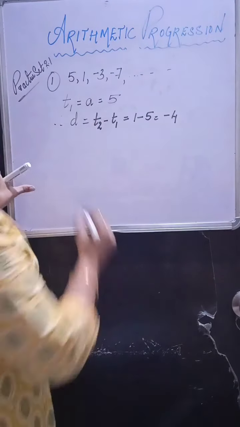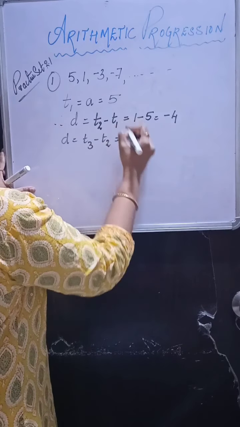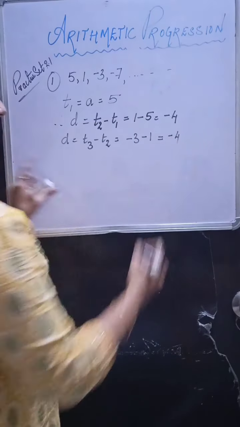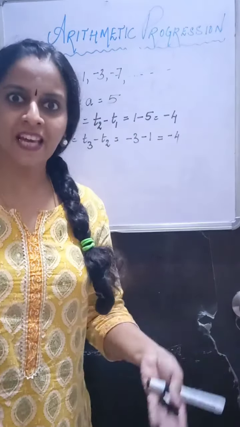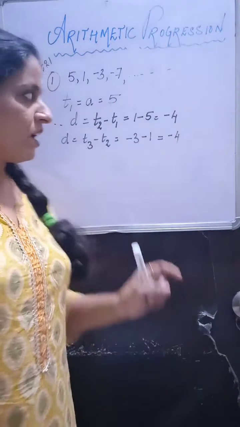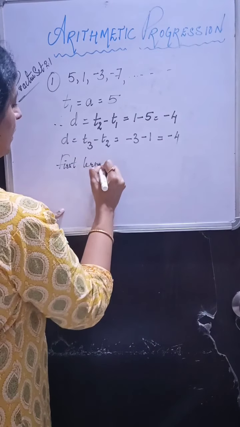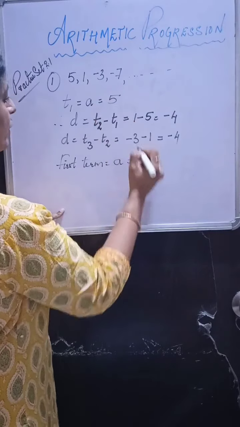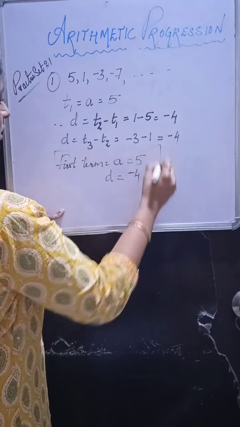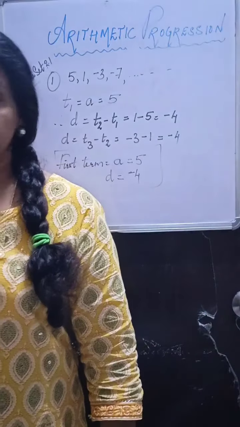Okay. Check. T3 minus T2, minus 3 minus 1, minus 4. Yes, the common difference will be the same because they have already given in the question that this is in AP. So just write down first term A equal to 5 and D is equal to minus 4. Common difference and first term. Same way you will solve all the sums.